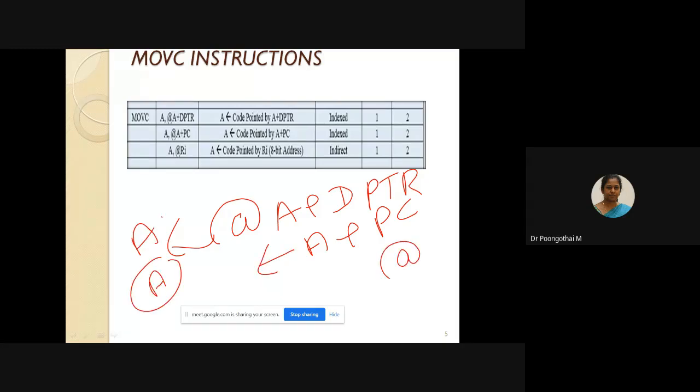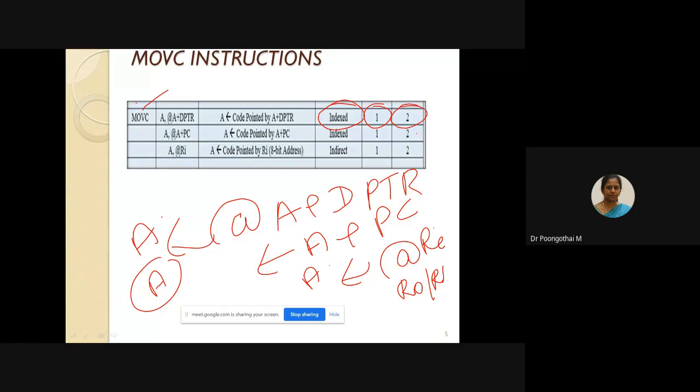And @Ri means either your R0 or R1. Mainly for accessing data elements from code memory, this MOVC instruction can be used. The addressing mode is indexed addressing mode, and the instruction is a 1-byte instruction, and 2 machine cycles are required to execute this instruction.